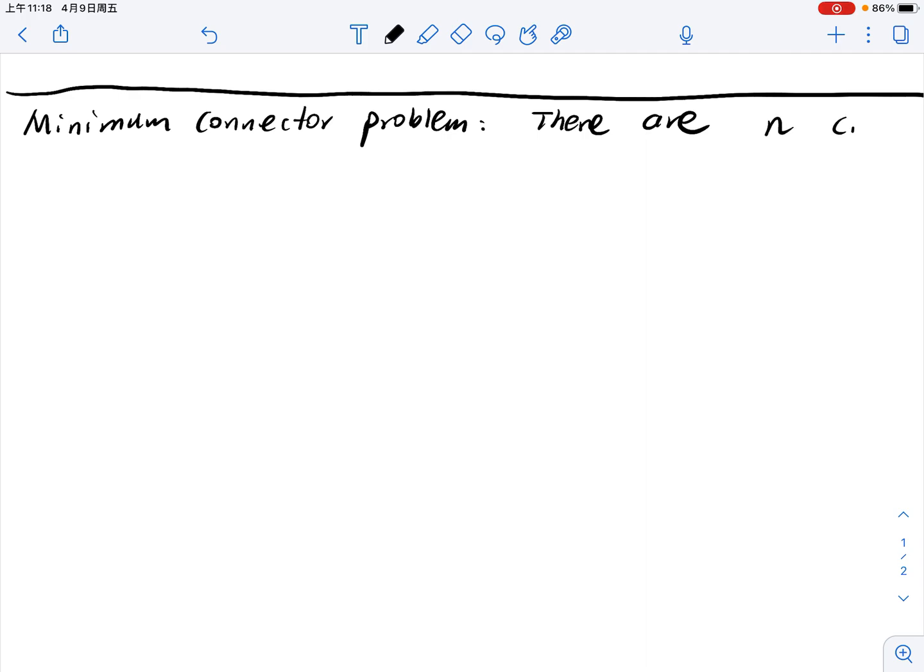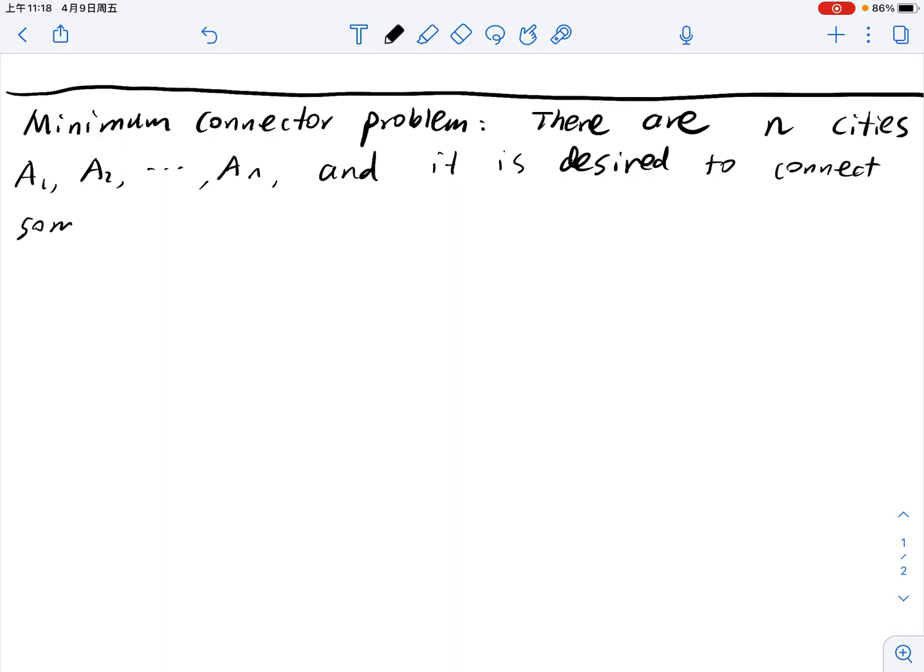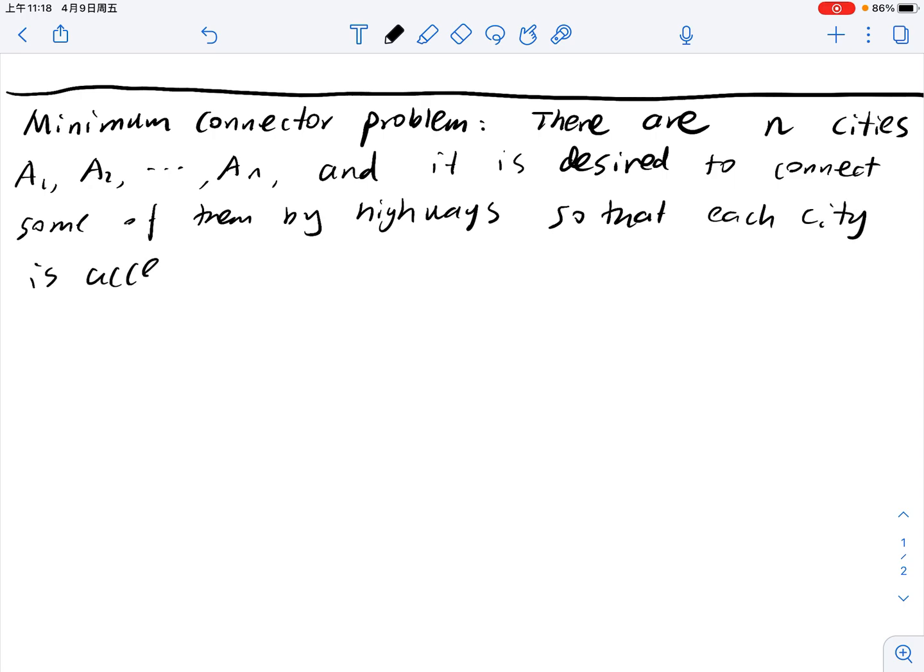So there are n cities, A1, A2, ..., An, and it is desired to connect some of them by highways so that each city is accessible from any other. And then the cost.